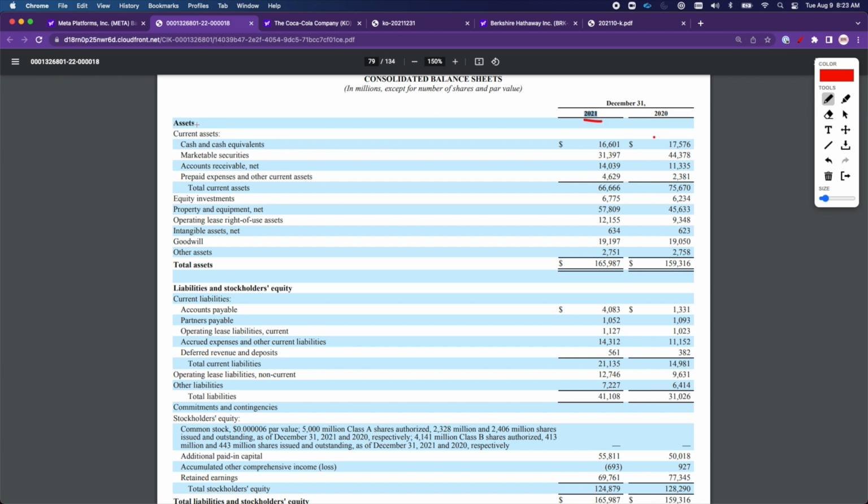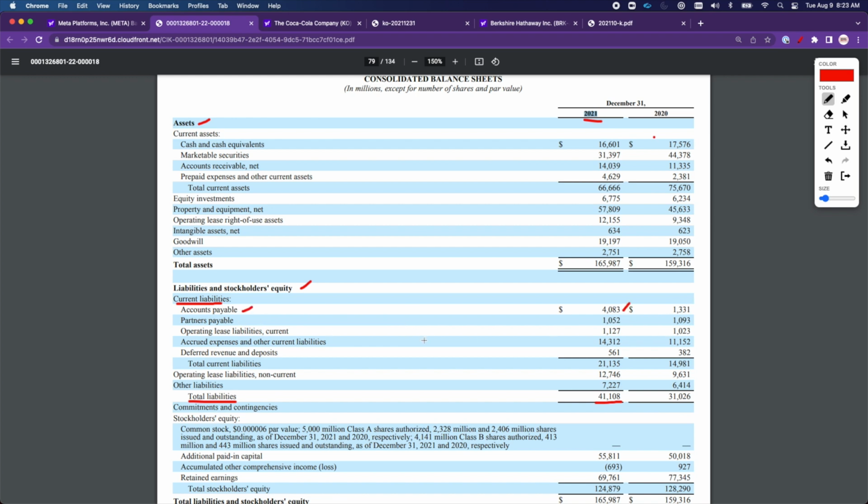Now, if we go to the balance sheet and if we look at the year 2021, right, we have the assets and here we have the liabilities. And like I said before, here you have the total liabilities, $41.1 billion, which is exactly the same number that we have here on Yahoo Finance. Here we have the current liabilities, all this stuff over here, right? And here we have basically all the things that Meta owes to someone else.